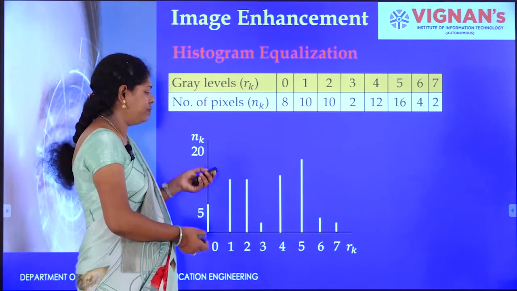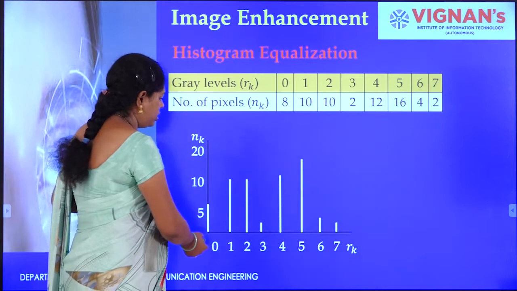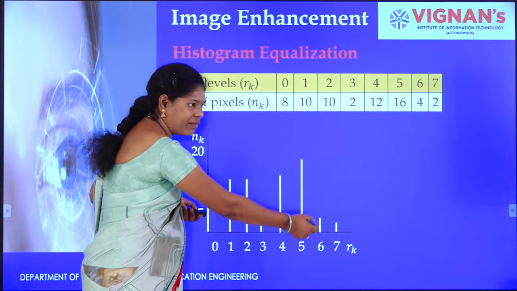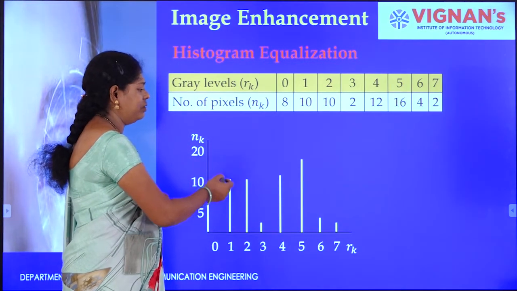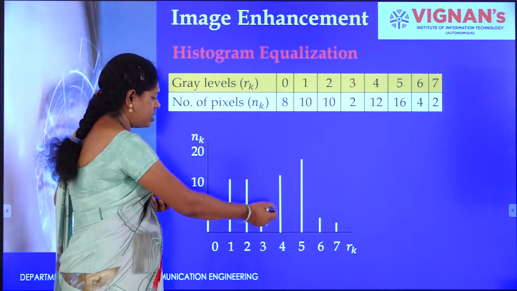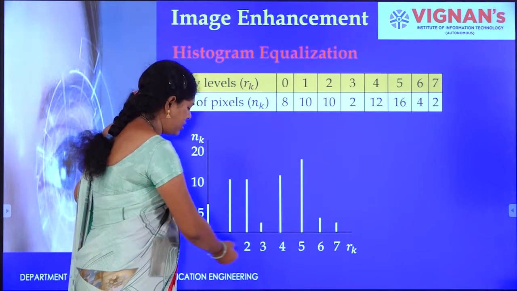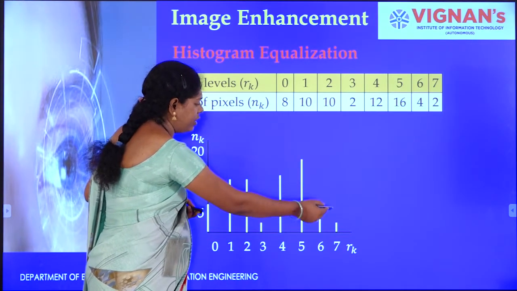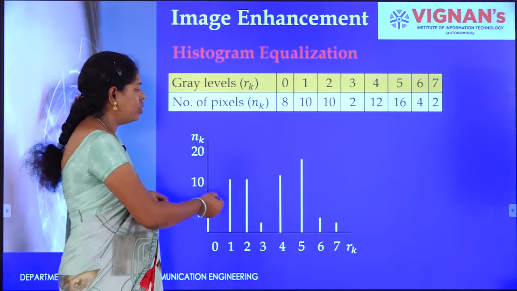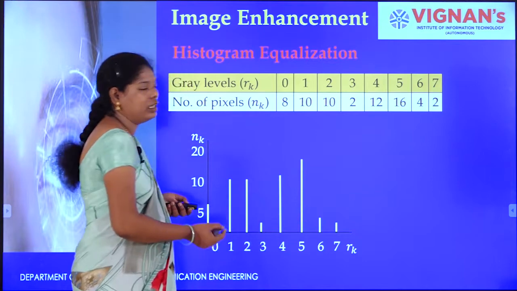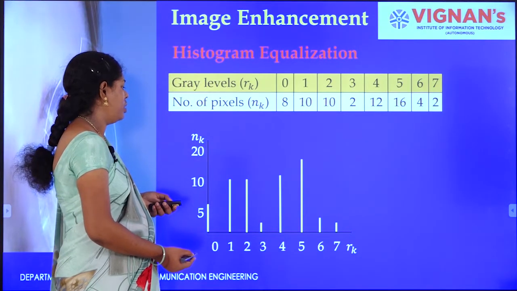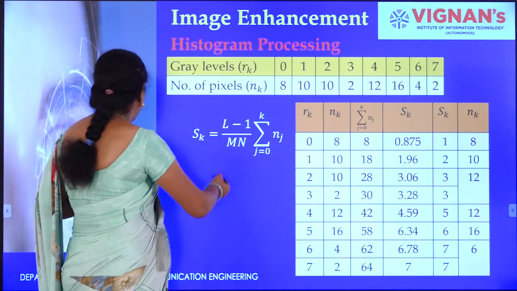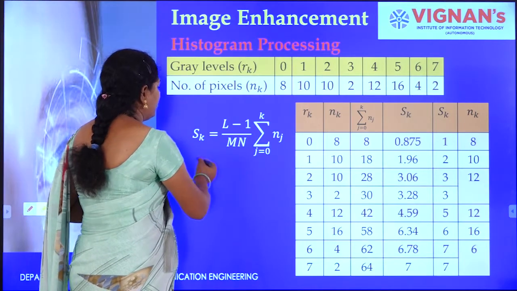Histogram equalization. For this image, we have a histogram over the region from 0 to 7. It is already a stretched image, that is, it covers the entire region from 0 to 7, but here the values of nk are not uniform. If we make them uniform, then we will get a better image. For that, we have to apply the histogram equalization formula.